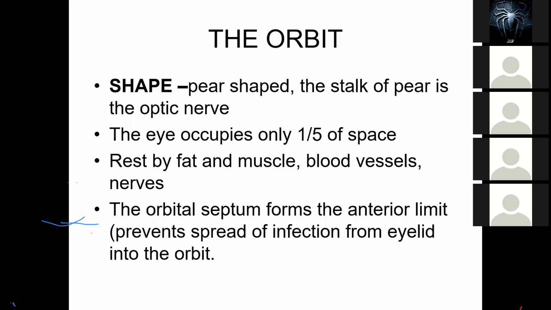The orbital septum forms the anterior limit and prevents spread of infection from the eyelid into the orbit. All right, so we'll look at all of these in pictures shortly.